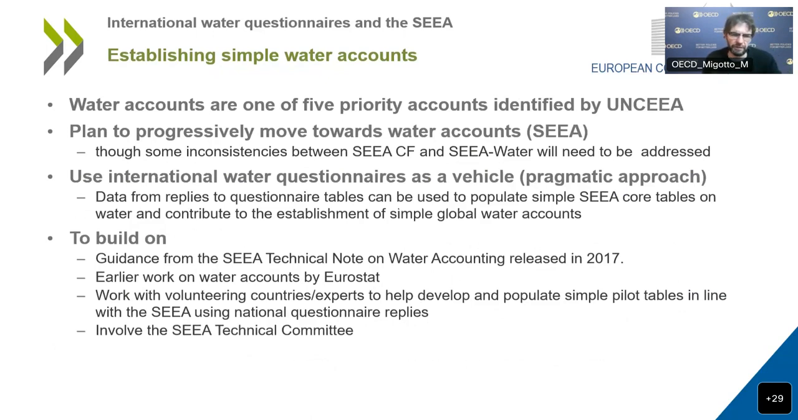So, in terms of establishing simpler water accounts, the water accounts is one of the 5 priority accounts identified by UNCEA. So there is a plan to progressively move towards water accounts, although this is probably a bit slower than we might have expected. So one pragmatic approach would be to use the existing international questionnaire as a vehicle to populate simple accounting tables, and thus contribute to the establishment of global water accounts. Although it's simple, the existing questionnaires cannot fill all of the tables.